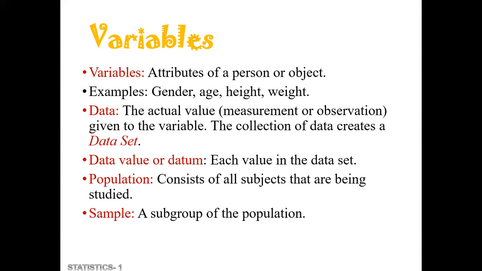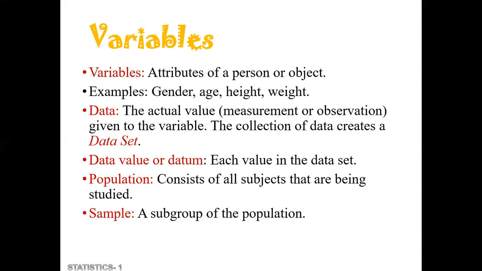Sometimes questions may come like what you mean by data, data set, data value, population, and sample. So this is how they are related. A variable includes the value which is going to vary. In other words, variables are attributes of a person or an object. Example, gender, age, height, and weight. These keep on changing. The gender may be male or female, the age may vary based on the value of a particular age, and similarly height and weight can also vary. Therefore, they are called variables.